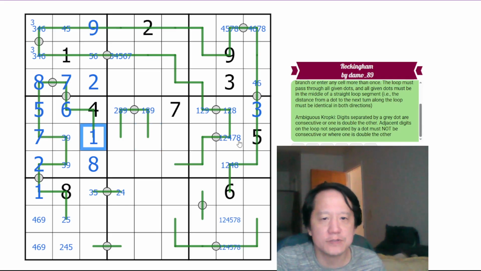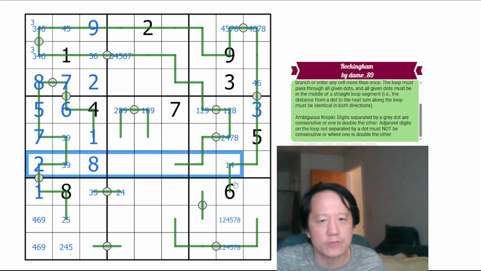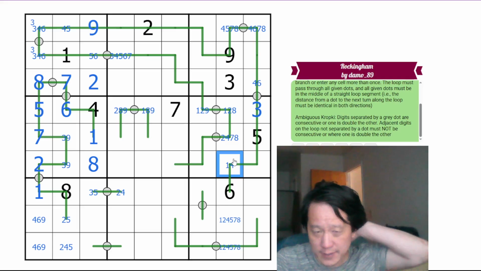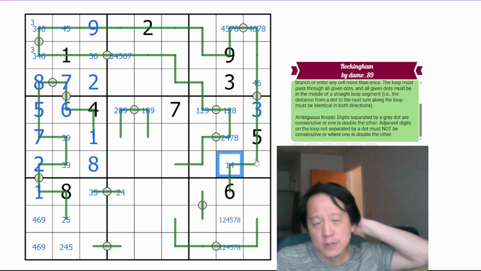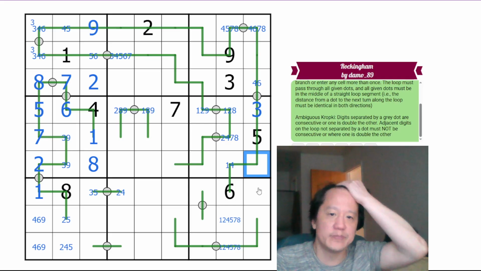This is 1, so this cannot be 1 here. There's no 2 or 8 here because of 2 or 8 in the row. So this is 1 or 4. That's interesting. This digit cannot be 6.